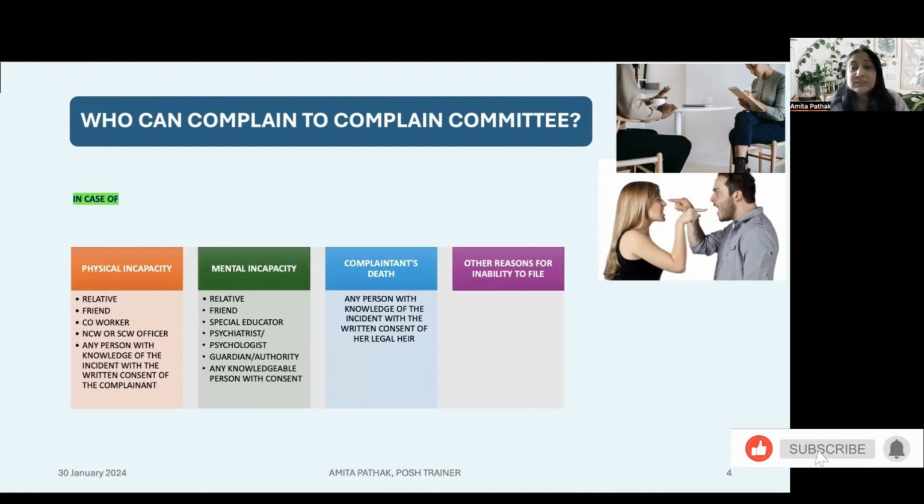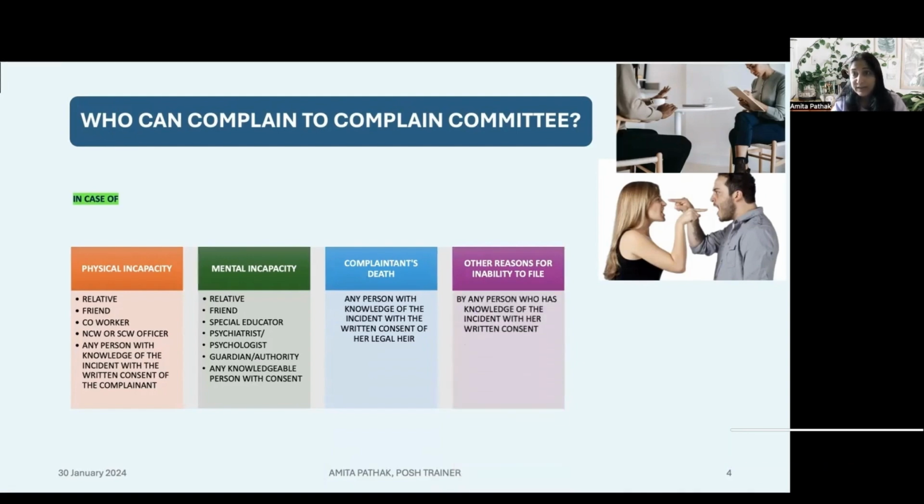Then the fourth one is other reasons for inability to file. The complainant may not want to file, or there can be any other reason. Then who can file a complaint? Any person who has knowledge of the incident, with written consent. The simple thing is there can be physical incapacity, mental incapacity, the complainant's death, or another reason, such as the complainant not wanting to file a complaint. In that case, the concerned person can make a complaint with the written consent, and in case of the complainant's death, with the written consent of the legal heir.